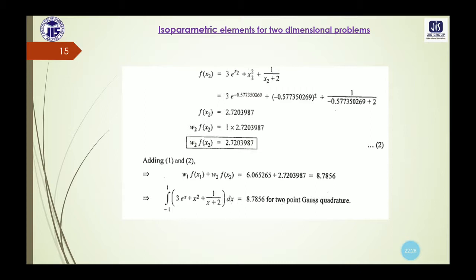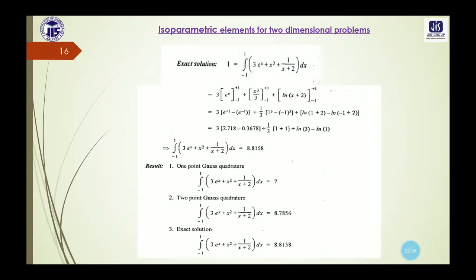Now we need to add these two equations, that is w1 f(x1) plus w2 f(x2), and the final value we are getting is 8.7856. So this is the value of the given integral which we have got by using the 2-point Gaussian quadrature.